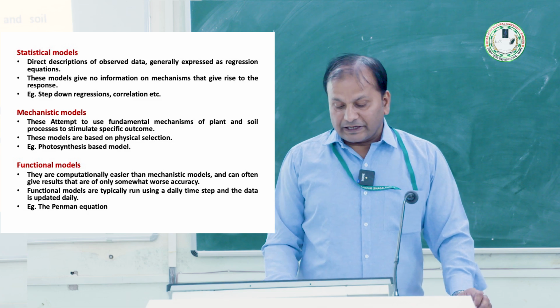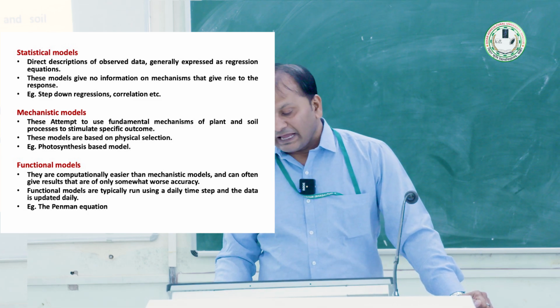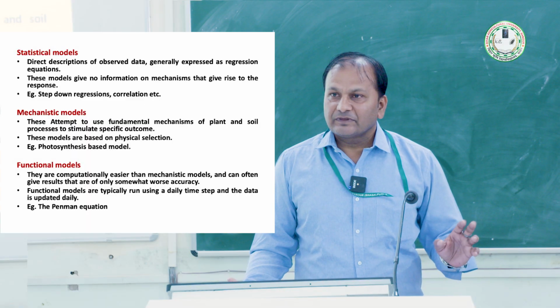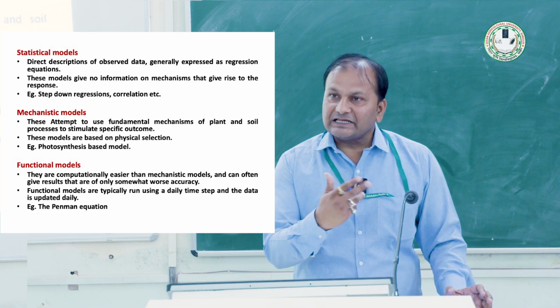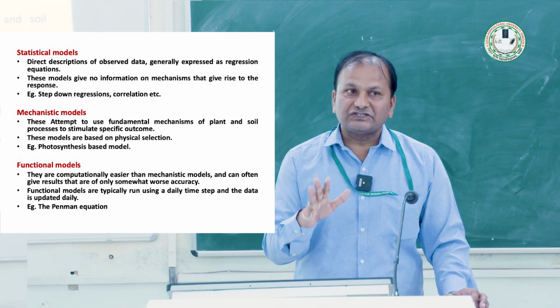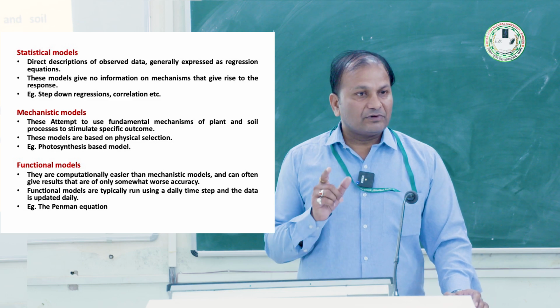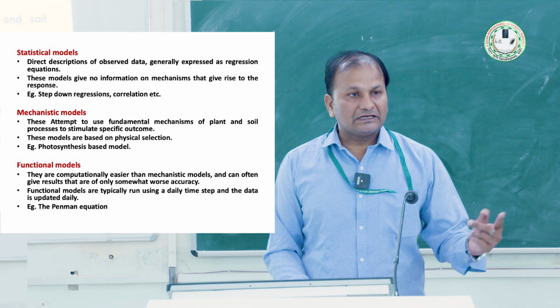No. Okay. So functional models are typically run using a daily time step, and the data is updated daily. So what is the daily? How can we observe daily data? Plant height will be the same, leaf will be the same, physically it will be the same, but there is some change inside the leaf, inside the plant. We are observing that there is no change, but the model is showing that there is change.